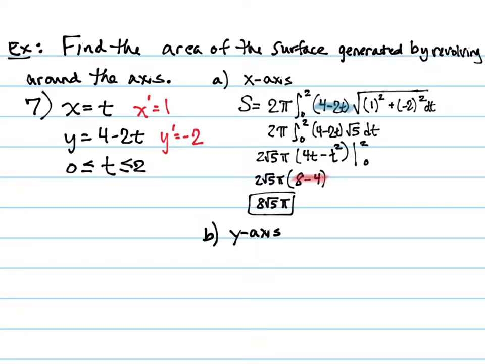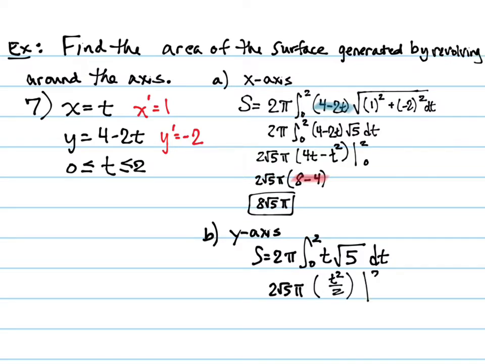And again, most of it's the same. I have S equals 2 pi, integral from 0 to 2, and now I have t. It's the same square root process, so it's square root of 5 dt. So I have 2 square root 5 pi in front. And then what's the antiderivative of t? t squared over 2. And I'm going to evaluate it from 2 down to 0.